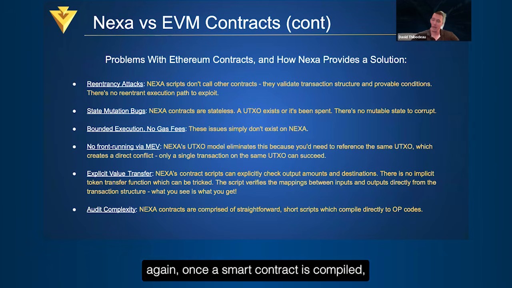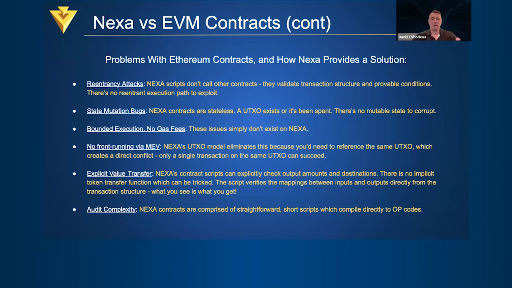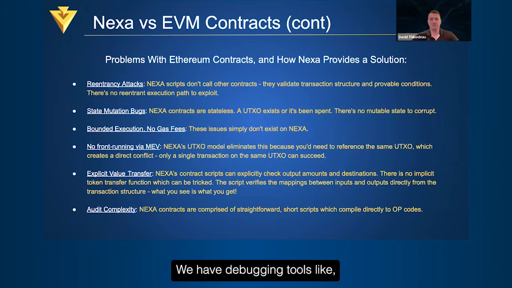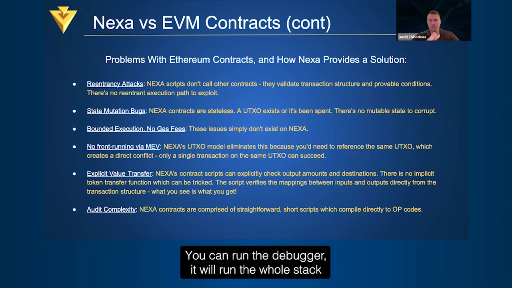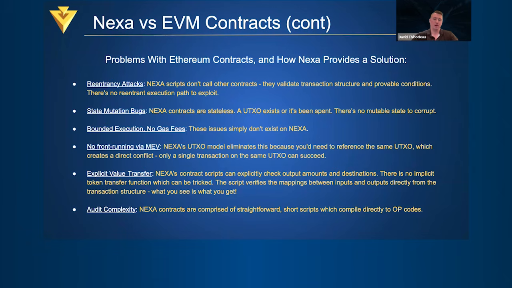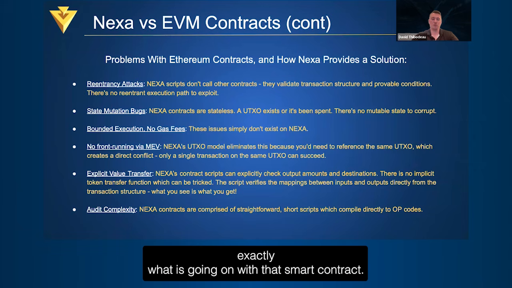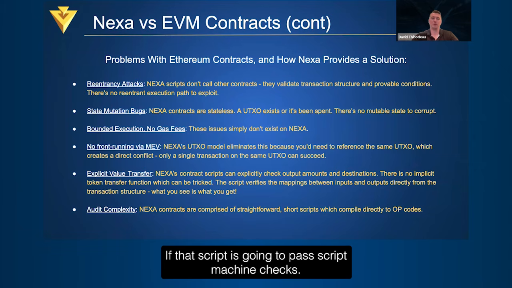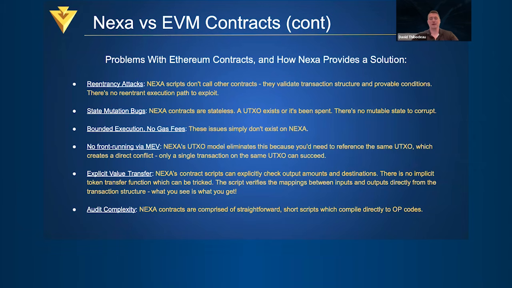With Nexa, again, once a smart contract is compiled, it all boils down to a script of opcodes. We have debugging tools like debug.nexa.org where you can cut and paste a script. You can run the debugger. It will run the whole stack through the entire script of opcodes. You can utilize many tools to ensure exactly what is going on with that smart contract, if that script is going to pass script machine checks.